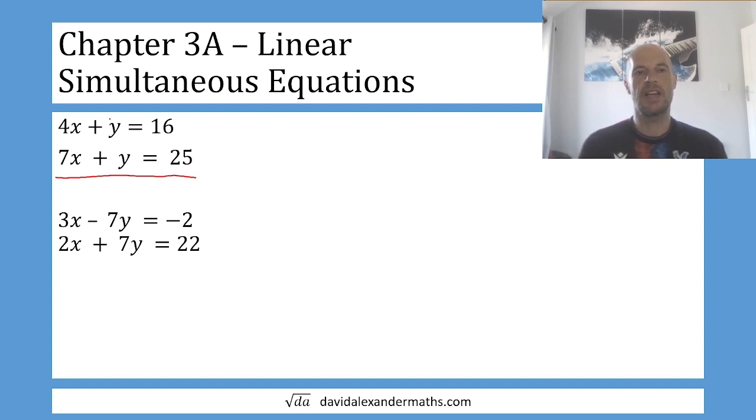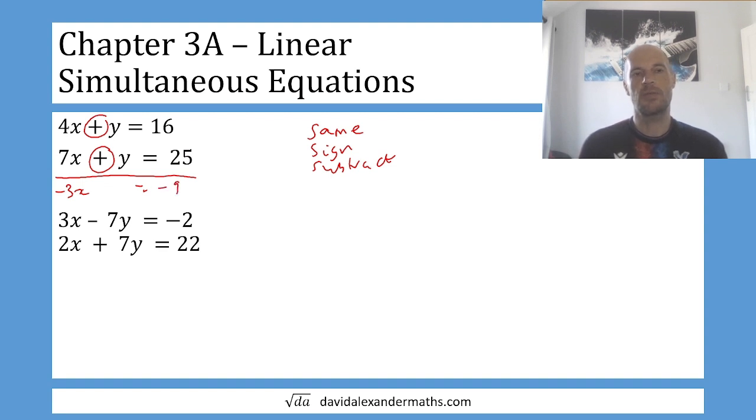So looking at the y's, have they got the same signs or different signs? They have the same sign. So we need to remember this. Same sign, subtract. If they're not the same sign, we would add. So 4x minus 7x is negative 3x. 16 take away 25 is negative 9.